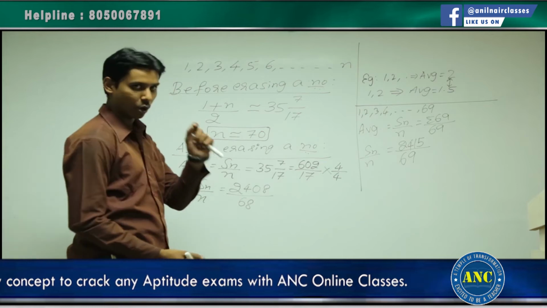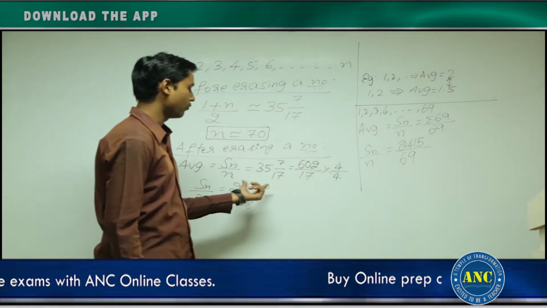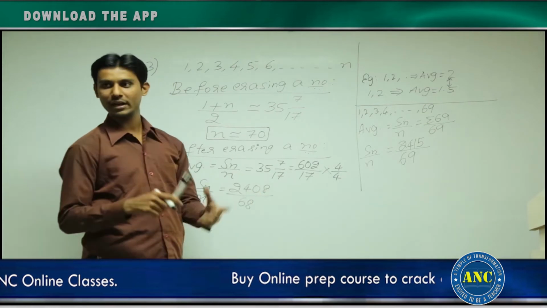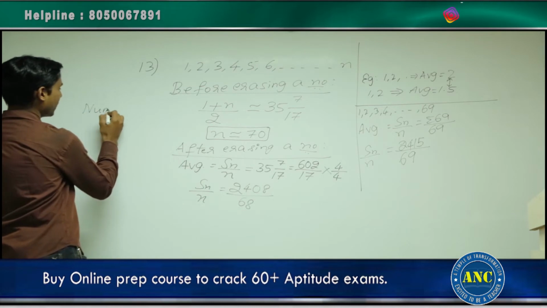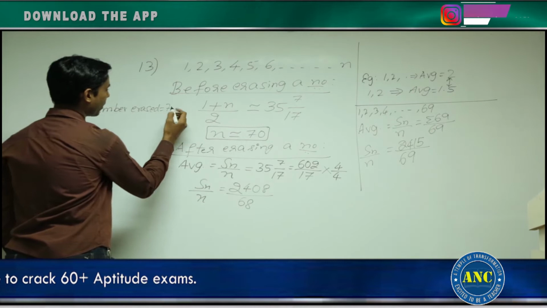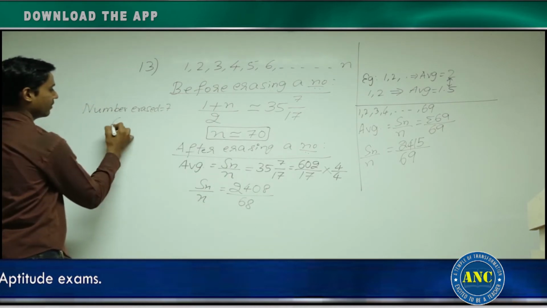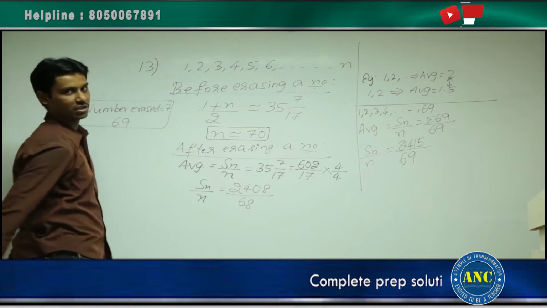When I erase the number 7 itself, the sum of 2415 will become 2408 because I am erasing a number called 7. Answer for this question is: number erased is 7. How many numbers were written on the board? The number of numbers which were written on the board initially were 69. Answer for this question is 7, 69.